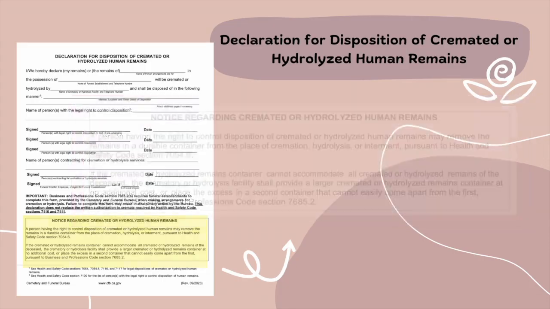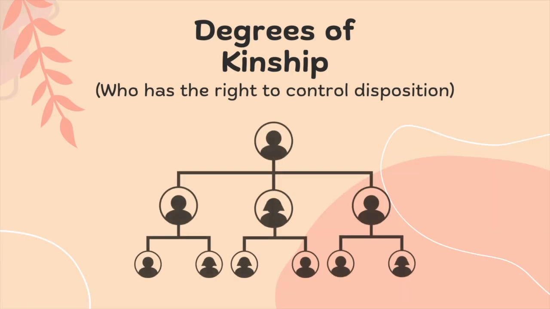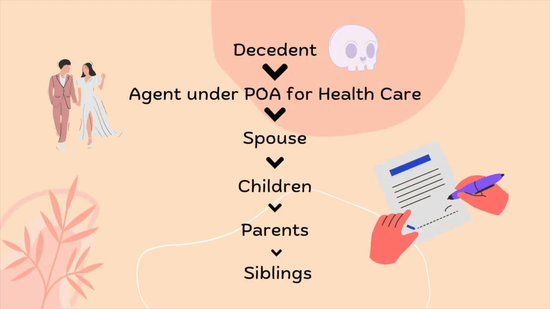Now that we've covered all of the forms, let's talk about the degrees of kinship. So, who has the legal right to decide what happens? The phrasing you're likely to hear is who is the person with the right to control disposition. In more simplified terms, California determines this in the following order. First is the agent under a power of attorney for healthcare who has the right and duty of disposition. This could be anyone, really. It could be the decedent's neighbor, or it could be the decedent's best friend, as long as they're listed and appointed as the primary agent.